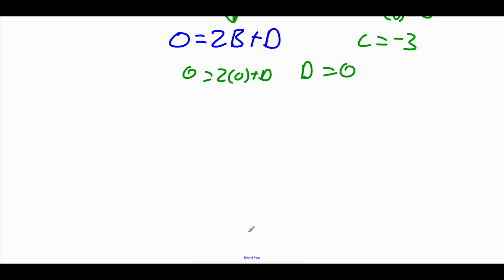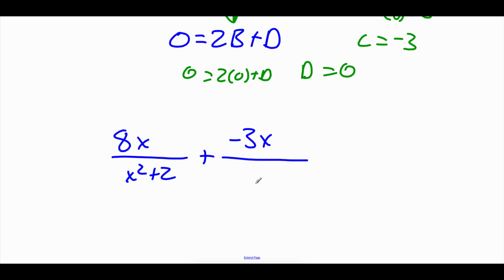Last thing we need to do is write out our fractions. So in that first fraction, our a value is 8x. Our b value is 0, so I'm not going to put that on the end. But this is over x squared plus 2. And then plus our c value, we just said was negative 3x, and our d value is 0. So again, I'm not going to put that on this fraction, but this is over (x squared plus 2) squared. And here is our partial fraction decomposition.